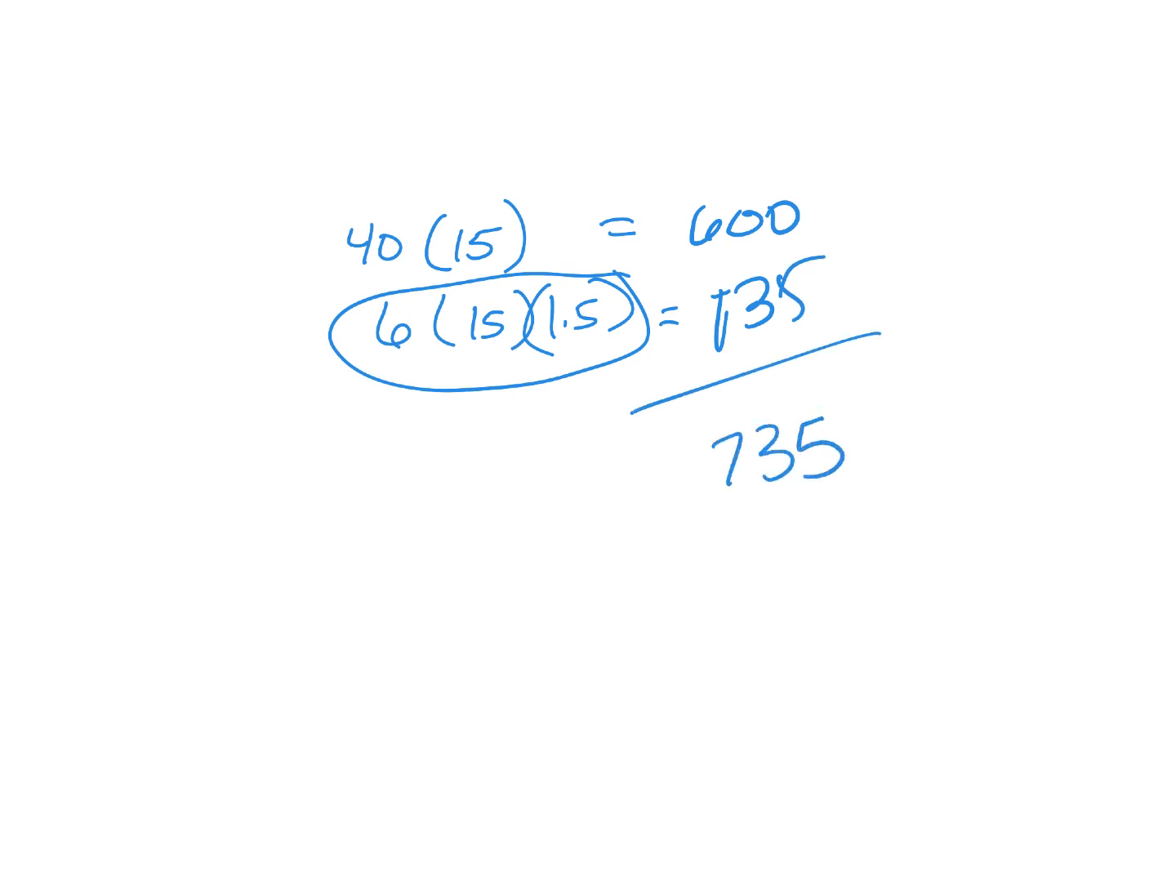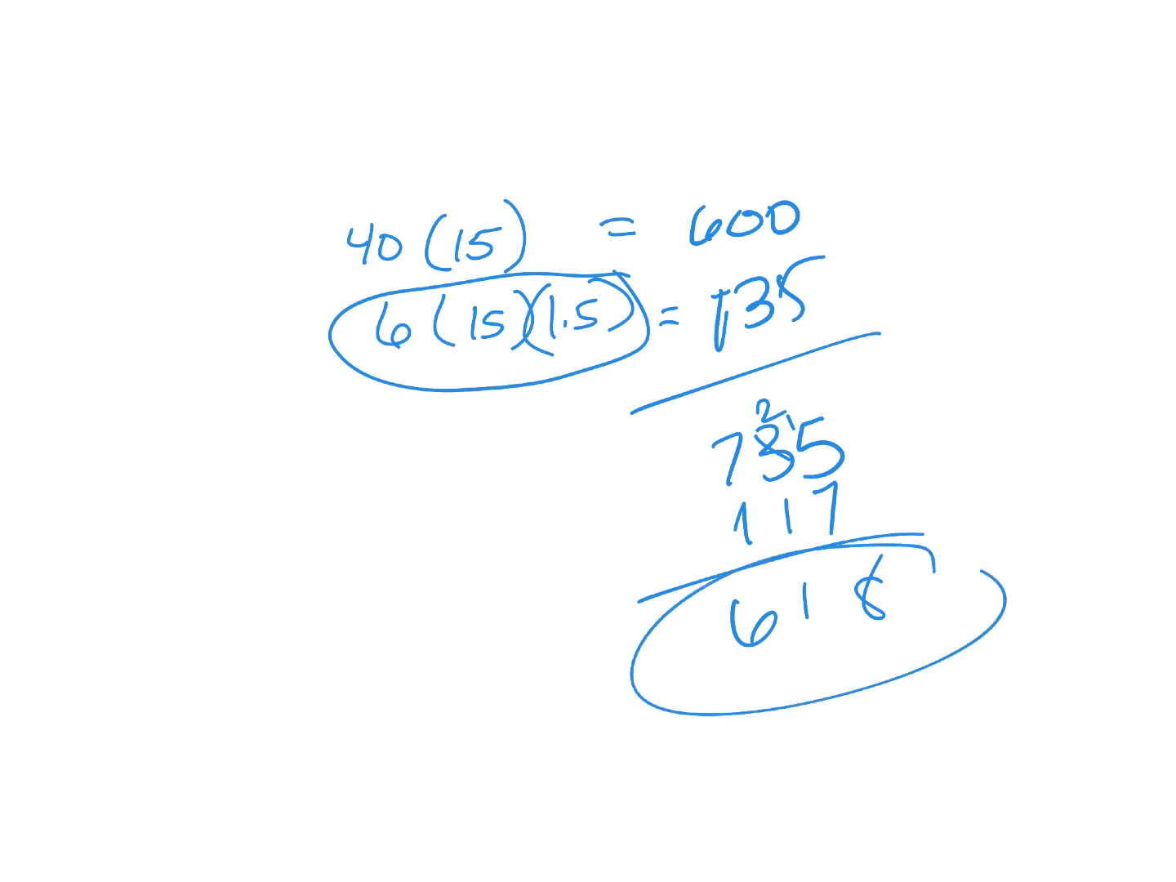All right? The 40 hours are at regular time. His 6 hours are at time and a half. Everybody get that? So if he took out 117, you got $618 left for his paycheck.